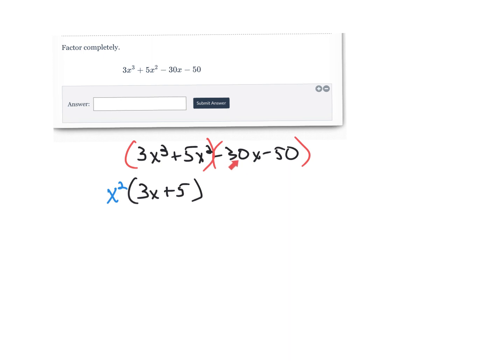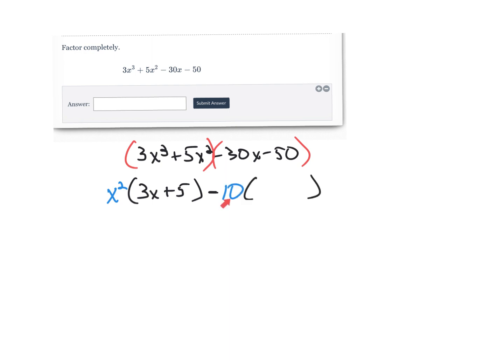Now, we have a negative 30x and a negative 50. The first thing to notice is they're both negative. If they're both negative, then we're going to actually factor out a negative. But then we think about 30x and 50. They don't both share an x, so we can't take out that x. But they have a 30 and a 50. Well, what's common in 30 and 50 is 10. So we take out negative 10, and then let's see what's left.